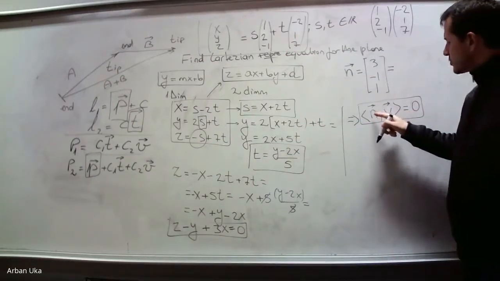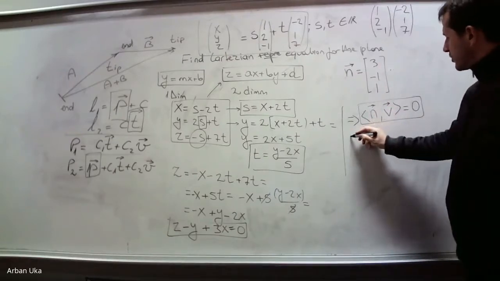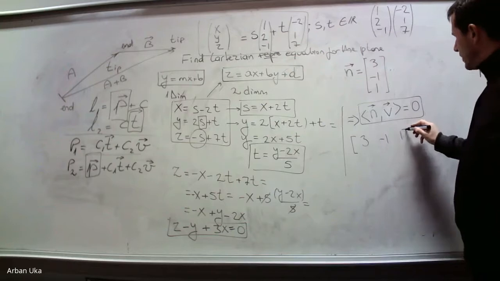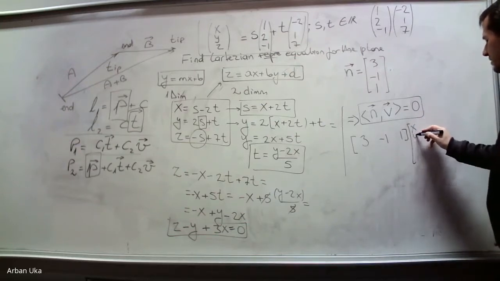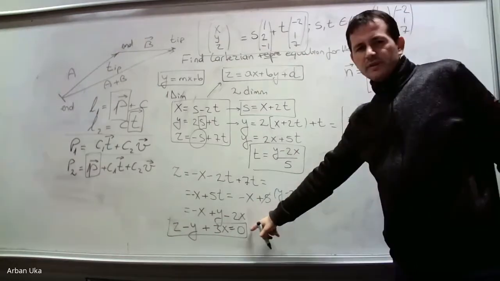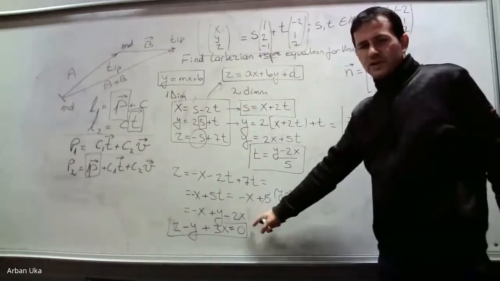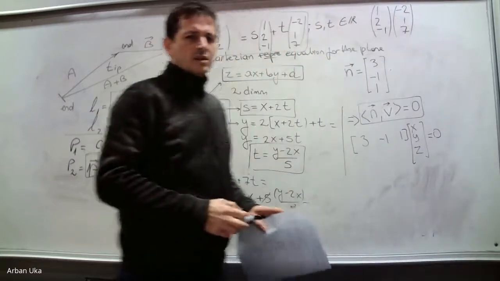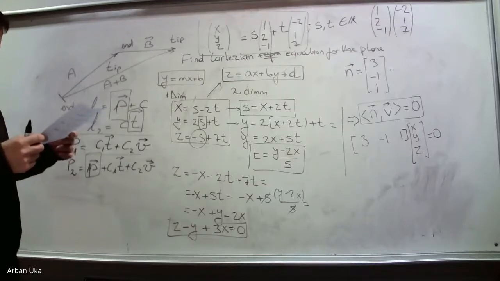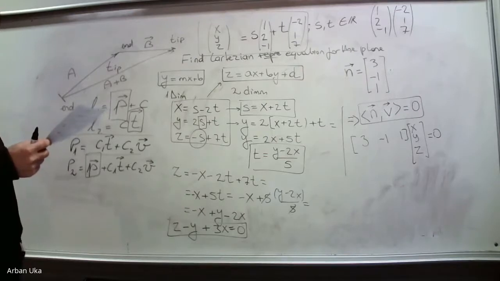They're equivalent because we know that this n, which is 3, minus 1, 1, is the inner product. We make this a row, which becomes 3, minus 1, 1. We multiply with x, y, and z, and this is equal to 0. And I guess we still get the same expression, right? So here we have 3x minus y plus z. This is again the Cartesian representation of this plane. We are good, right? Now, this is 3, minus 1, 1. Good.